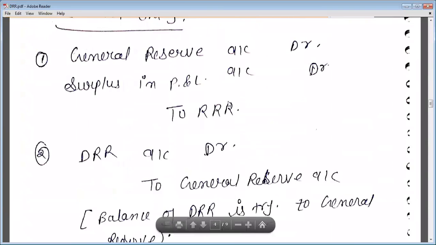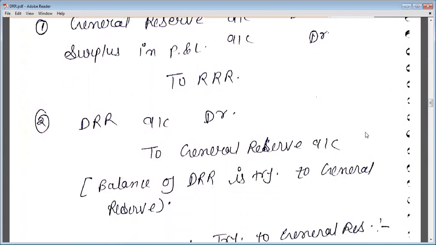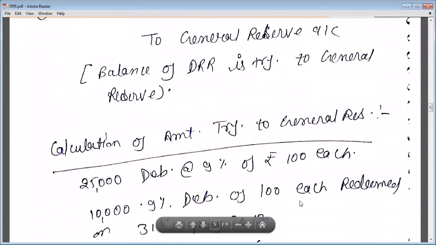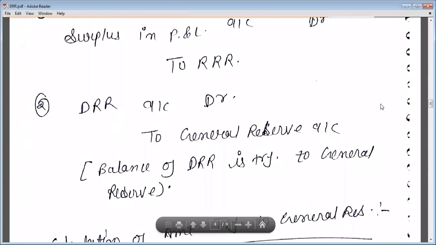So we will make an entry from general reserve to DRR, that is 6,25,000 and 6,25,000. Now from 6,25,000 we have calculated here 2,50,000 have to be transferred to general reserve. So 2,50,000 will be transferred to general reserve. So basically, the amount transferred from DRR to general reserve will be the amount which is already redeemed.